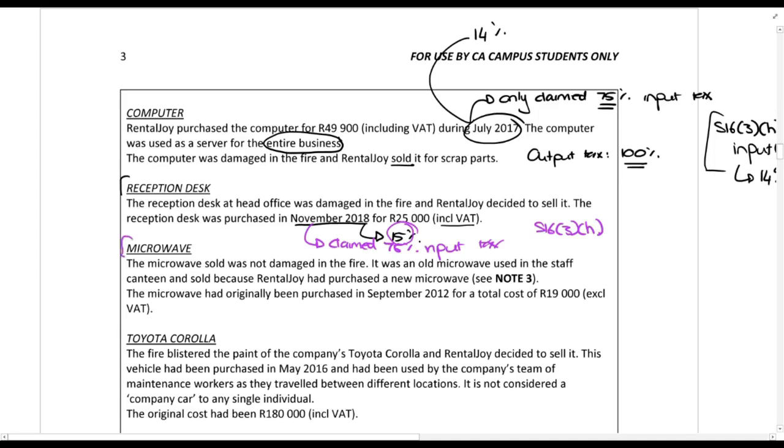The microwave sold was not damaged in the fire. It was an old microwave used in the staff canteen and sold because they had purchased a new microwave. So this means input tax was denied when it was purchased because it's entertainment. And if input tax was denied, then there is no output tax that is payable on it. Remember, that was the section 8.14 and section 10.21 told us.